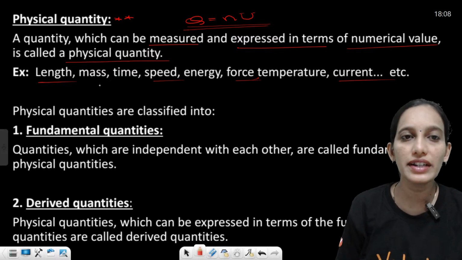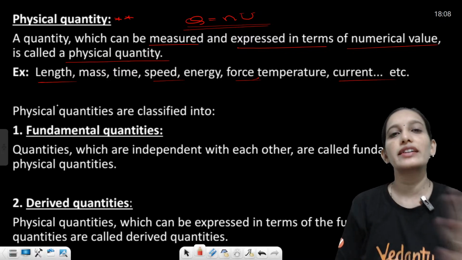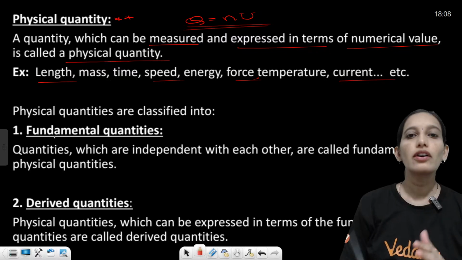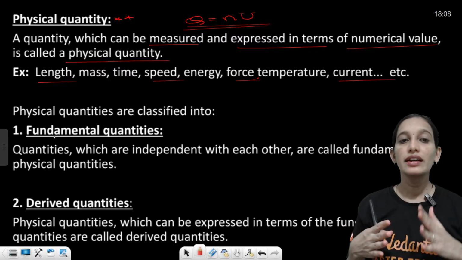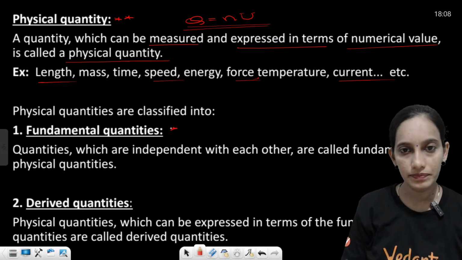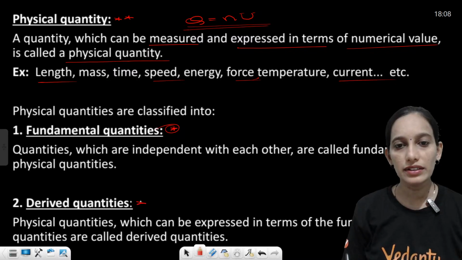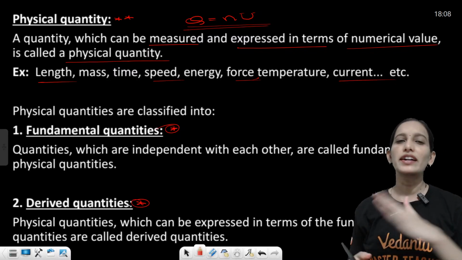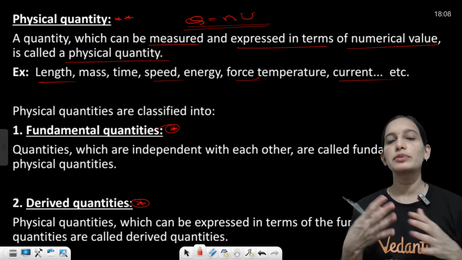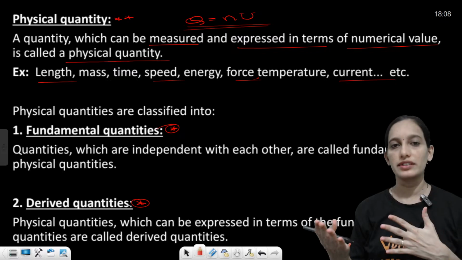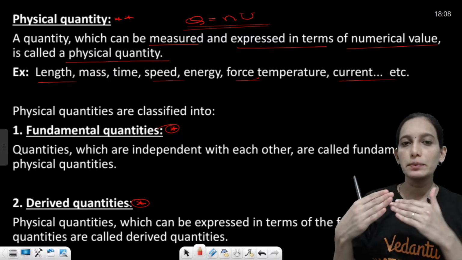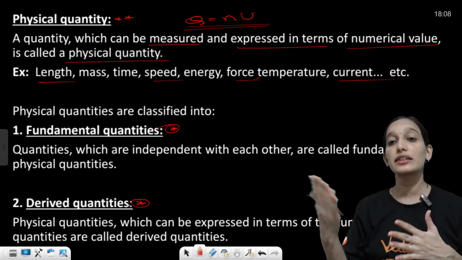So moving ahead, we understood that there is something called a physical quantity, and now we can classify quantities into two categories. One is fundamental quantity, the second one is derived quantity. The name itself is telling us, right? Fundamental means something very basic. Sometimes we call them base quantities. They are so basic that I cannot express these quantities in terms of any other quantities.